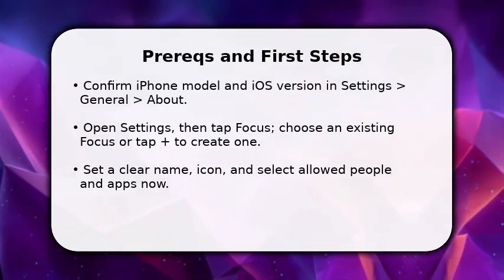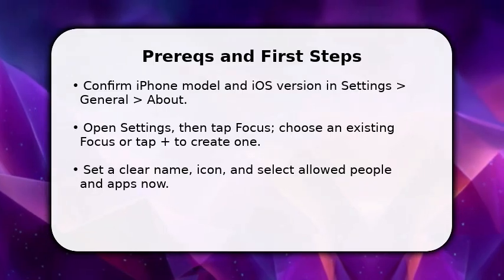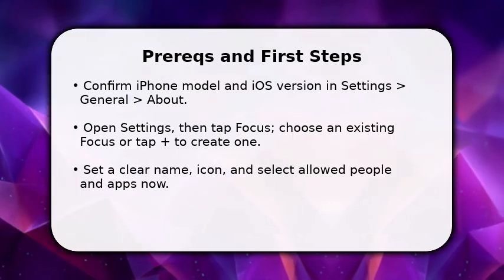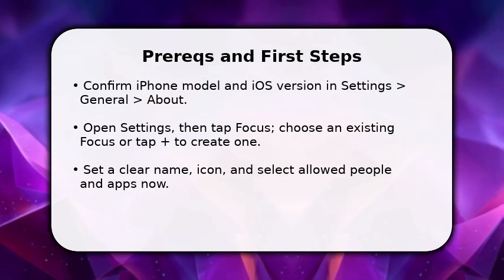Name the focus and choose an icon so it's recognizable. Then add at least one allowed person and one allowed app. This prevents interruptions from essentials. Doing that early means the system already knows what to block and what to allow.